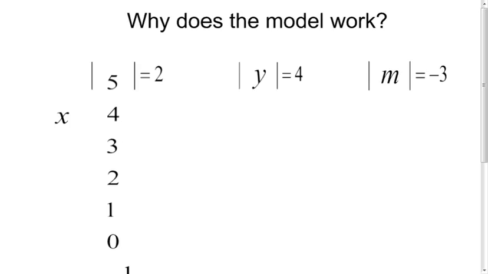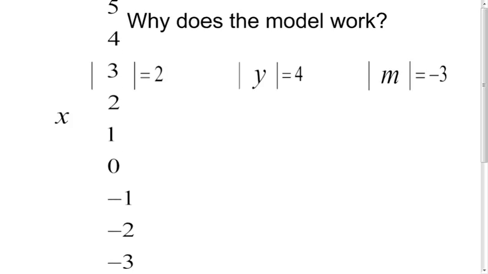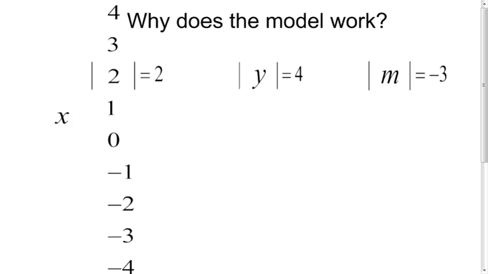When we plug in 5, the absolute value of 5 is 5. That doesn't work. Absolute value of 4 doesn't work. Absolute value of 3 doesn't work. But the absolute value of 2 does work. So I'll note that x equals 2. But I'm going to continue on because, when you're solving an equation, you're not just trying to find a value that makes the equation true. You're trying to find all of them.